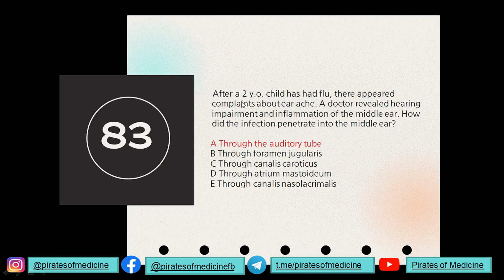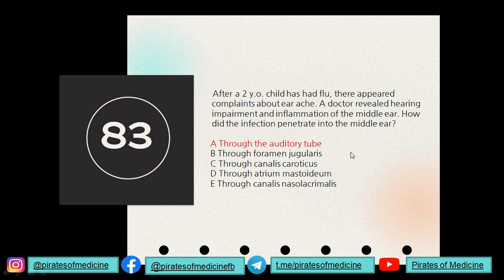So let's go to the next one. 83rd question is that after a 2-year-old child has flu, there appeared complaints about the earache. A doctor revealed hearing impairment and inflammation of the middle ear. How did the infection penetrate into the middle ear? So this is a repeated question.